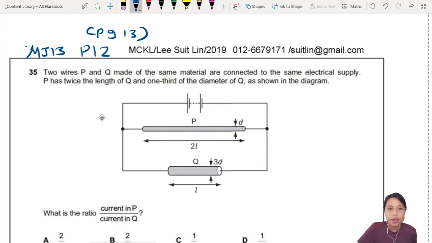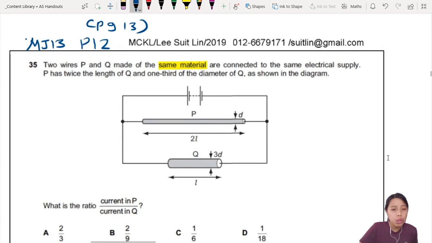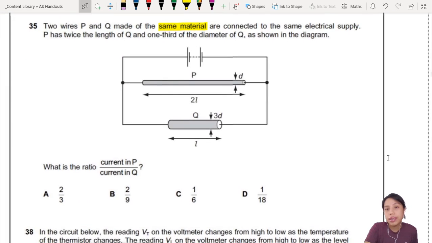Okay. Two wires, same material again. Whenever you see this, you can just smile and wave at it. I like it. More constants, better. Makes our life easier. Connected to the same electric supply, P has twice the length of Q and 1/3 the diameter. Well, they write here 3D. Okay, good, they label everything for us. What is the ratio of the current in P and the current in Q?